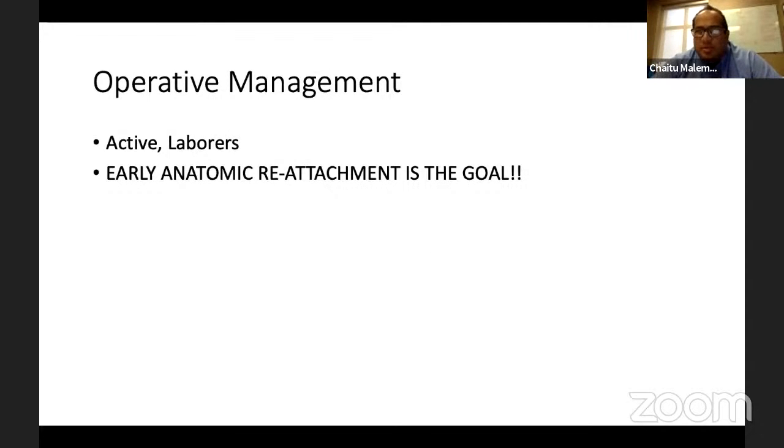Operative management is typically indicated in active patients, athletes obviously, and laborers. Basically, anybody who won't be able to tolerate that 30% loss of flexion strength and 40% loss of supination strength in terms of their daily living, their job, and their functional activities. And with operative management, early anatomic reattachment is the goal before that tendon retracts too far, making things more complicated.